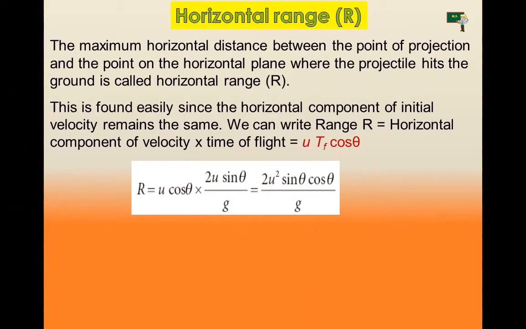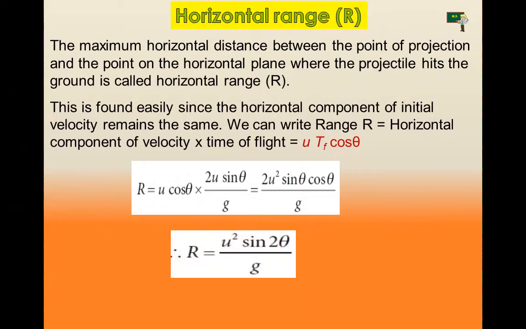R equals u cos theta into 2 u sin theta divided by g, which we also know, and if you substitute it in 1, here we have 2u and here we have 1u, so 2 u square sin theta cos theta divided by g. Finally, we know 2 sin theta cos theta is sin 2 theta, and R equals u square sin 2 theta divided by g.